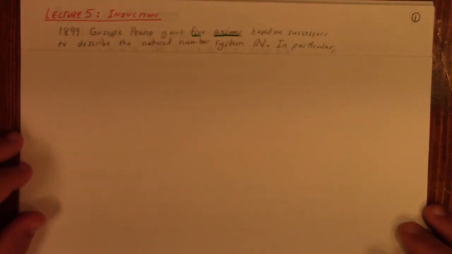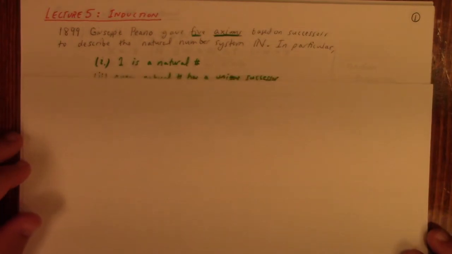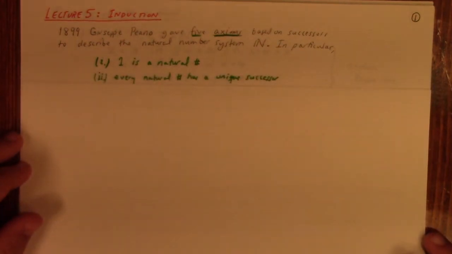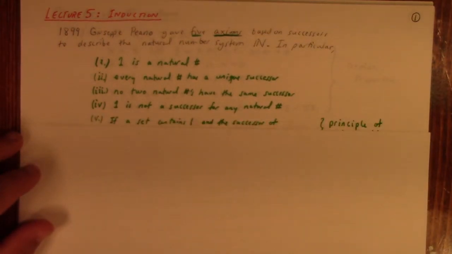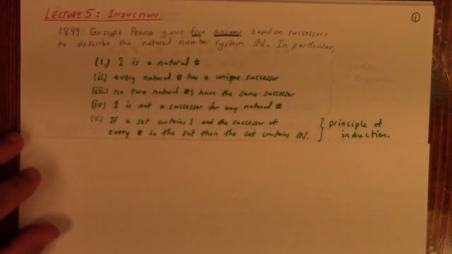But Peano, in 1899, gave a list of 5 axioms based on successors to describe the natural number system, and in particular, these were his axioms. One is a natural number. Every natural number has a unique successor. No two natural numbers have the same successor. And one is not a successor of any natural number. And 5, if a set contains 1 and the successor of every number in the set, then the set contains N. In other words, the set is N.